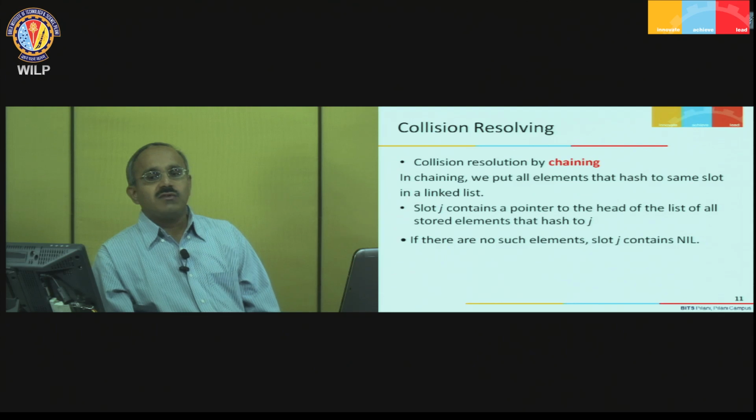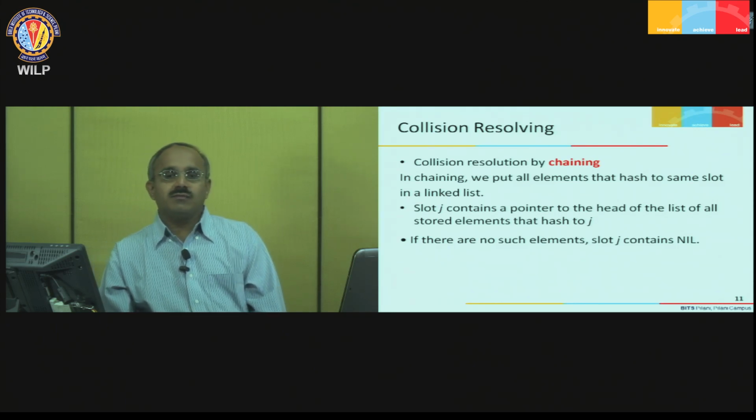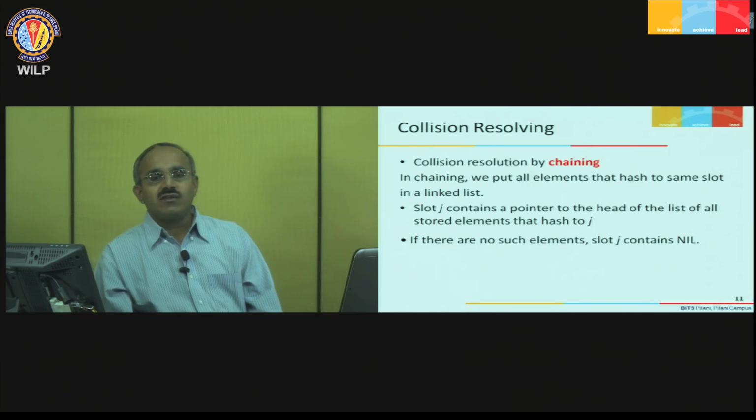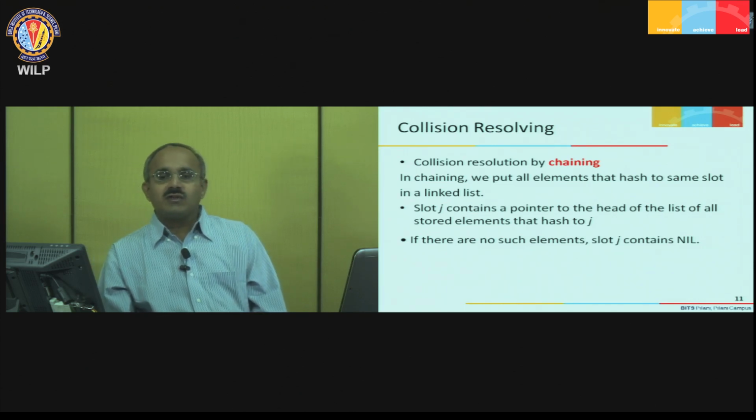One popular scheme is what is called collision resolving by chaining. In chaining, we put all the elements that hash to the same slot in a linked list. So, at each slot we create a linked list, and if a key is mapped to this particular slot, it is inserted into this linked list which is stored at that particular slot. So, your jth slot will contain a pointer to the head of the list of all stored elements that hash to j.